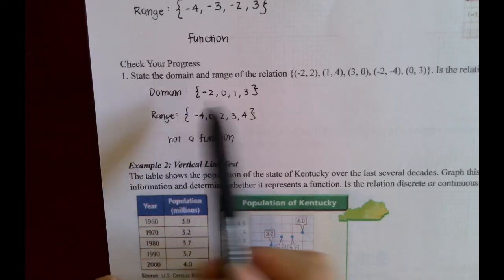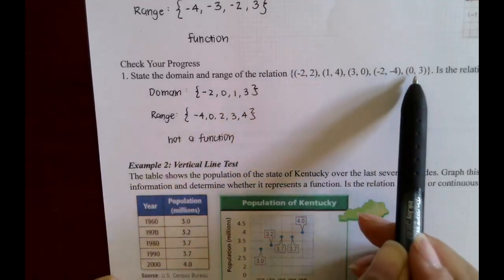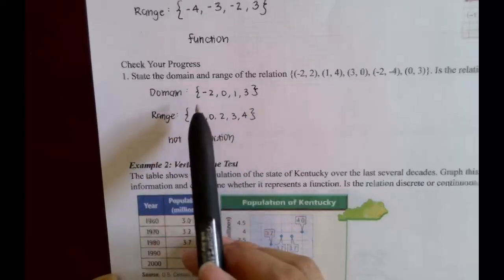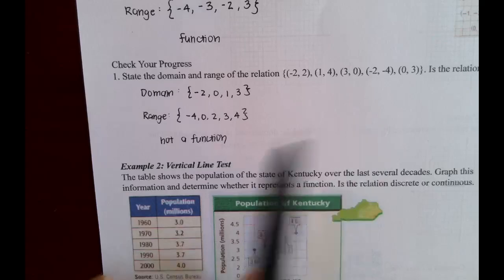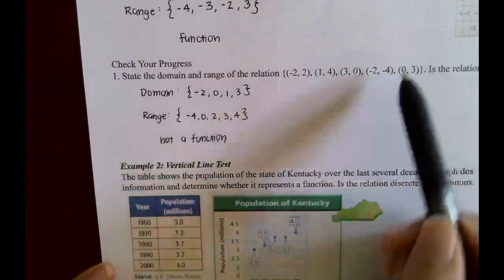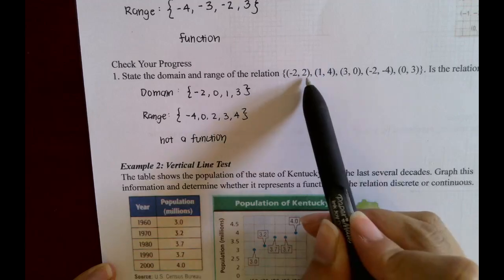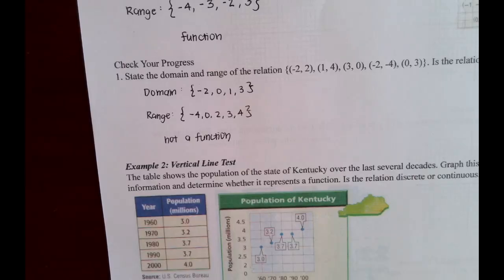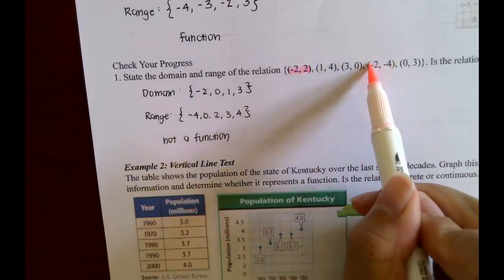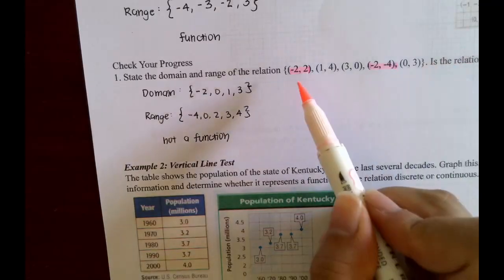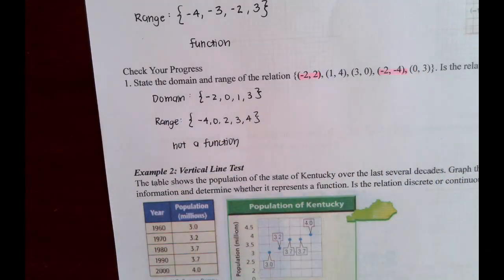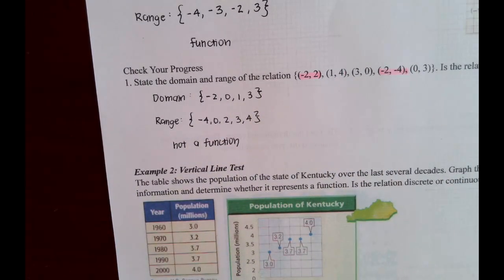The domain, the x values for these coordinates is -2. This one is 0, 1, and 3. -2 appears twice, but we're not going to write it twice. We just write it once. Okay. The range, the y values are -4 here, 0, 2, 3, and 4. This is not a function because of these 2 points, -2, 2, and -2, -4. Note they share an x value. Okay. This -2 goes with a 2, but this -2 goes with a -4. And because the x values repeat, it is not a function. Okay.